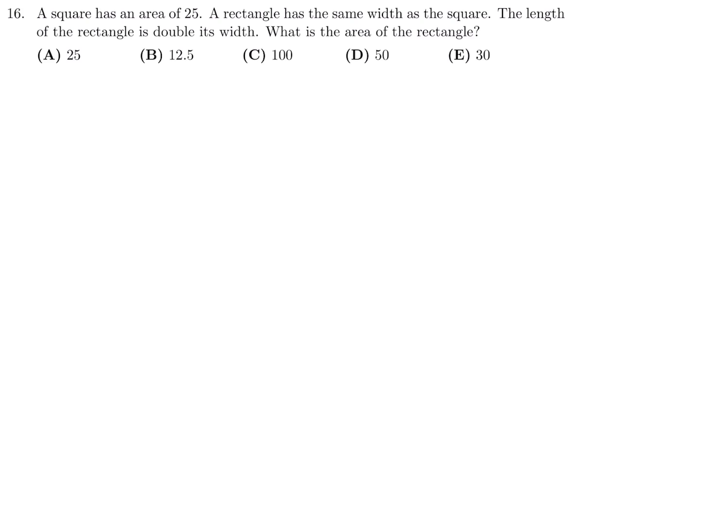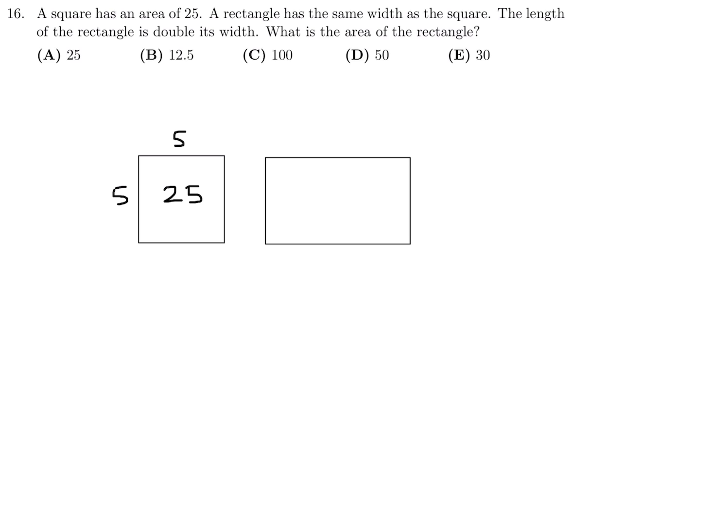A square has an area of 25. A rectangle has the same width as the square. The length of the rectangle is double its width. What is the area of the rectangle? So here's a square, and then we want a rectangle that has the same width but double the length. So they tell us the area is 25, so that means the side must be 5 and 5. This rectangle has the same width, but its length is double the width, so the length is 10. So therefore the area of the rectangle is length times width, which in this case is 5 times 10, which is 50. So number 16, the answer is D.